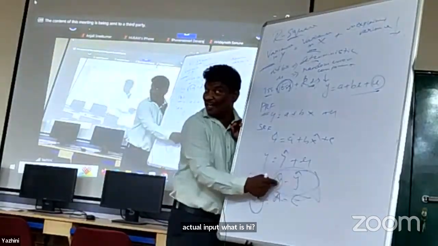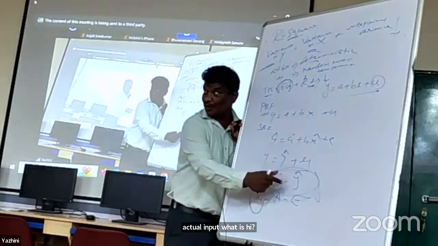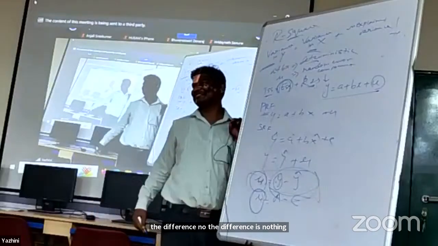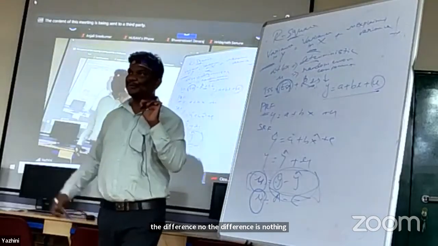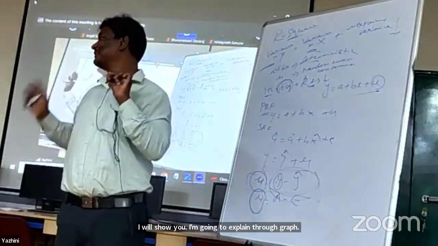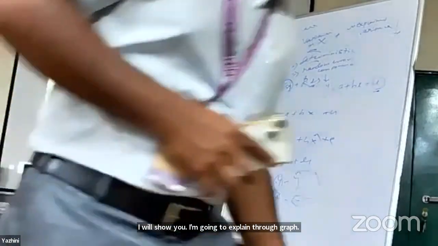Estimated value using this y. The difference is nothing but your unexplained component, which is nothing but u. That I will show you. I'm going to explain through a graph, so you can easily follow.